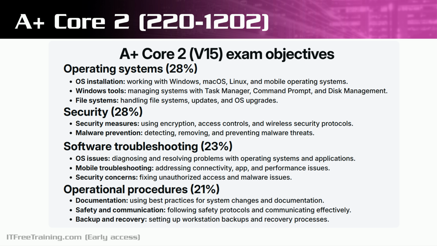Over time, Core 2 has evolved alongside changes in computing. Earlier versions focused heavily on desktop operating systems and basic software configuration. Modern versions include mobile devices, modern security threats, best practices for troubleshooting, and professional operational procedures used in today's workplaces. Core 2 places a strong emphasis on security awareness and problem resolution. Topics include malware prevention, access control, data protection, and responding to common software and security issues.